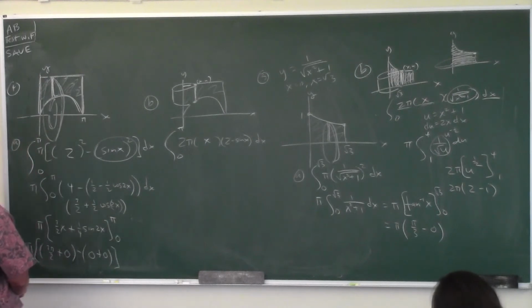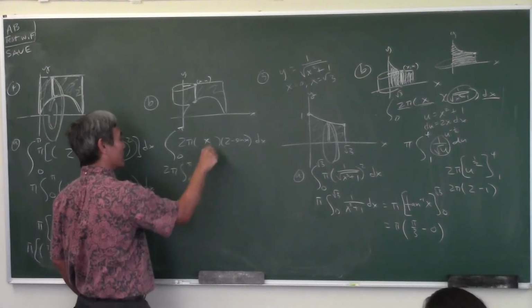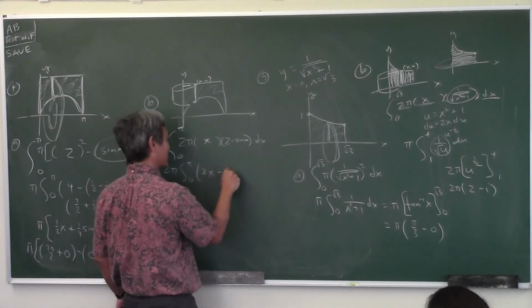Okay, now how the heck do I find the antiderivative of this? Well, throw the 2 pi on the outside. Distribute this x in, so 2x minus x sine x.